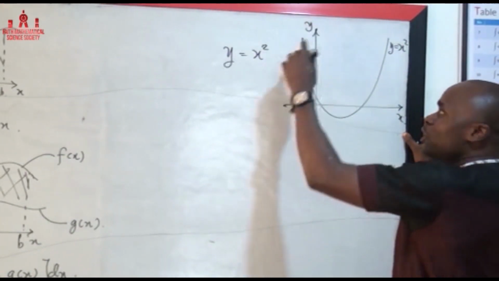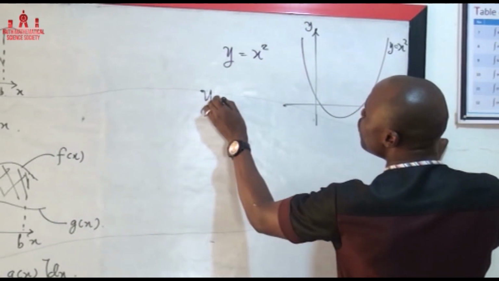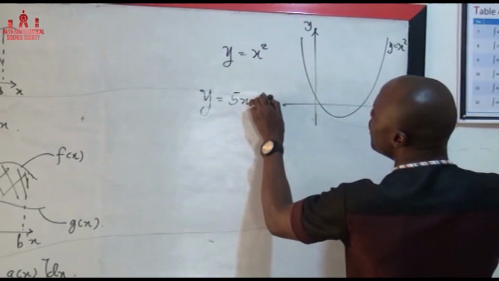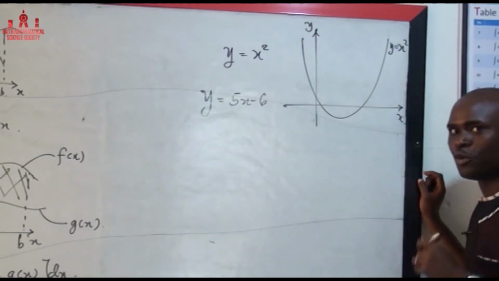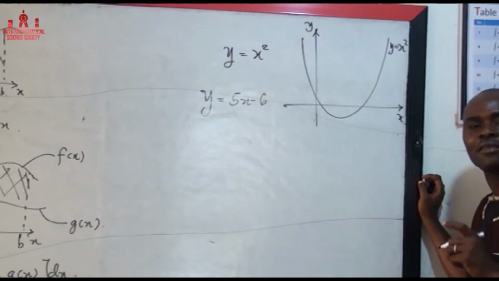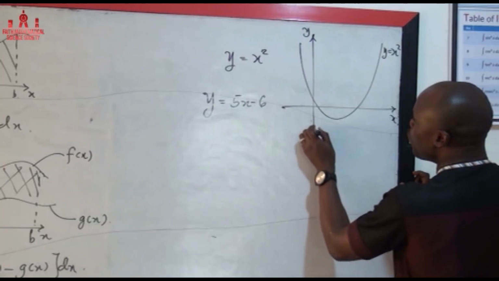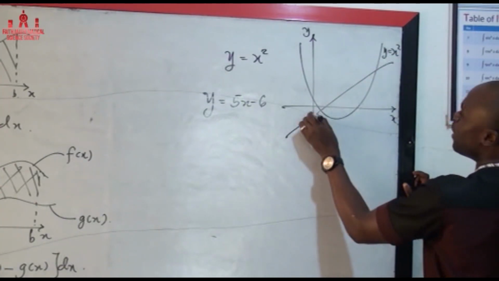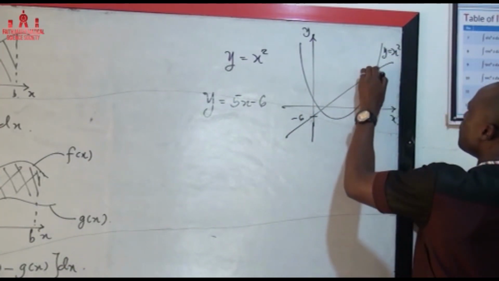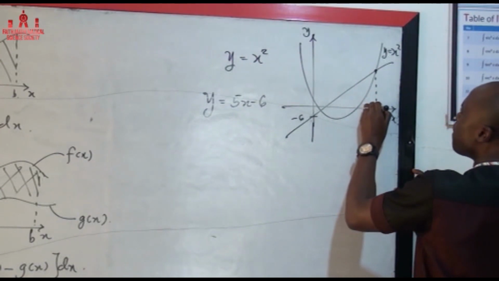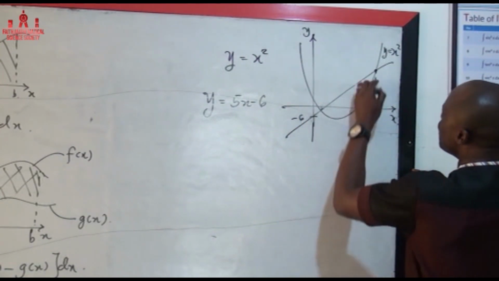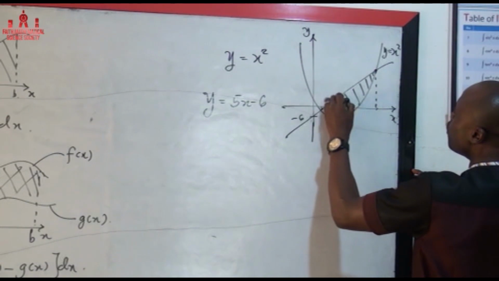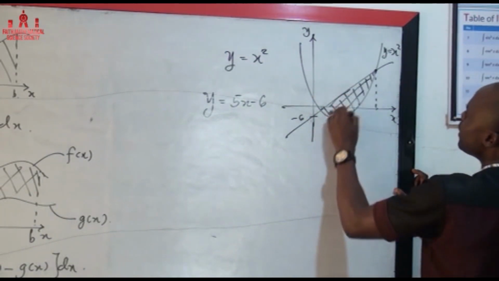So imagine that this is a parabolic curve, y equals x squared, and now imagine y equals 5x minus 6, another curve, which, obviously, is a straight line with the slope 5 and the intercept at minus 6. So I can have something like this. This is minus 6, and I want to know what is here, and I also want to know what is here, so that I use that to measure this area. So I can find this area.